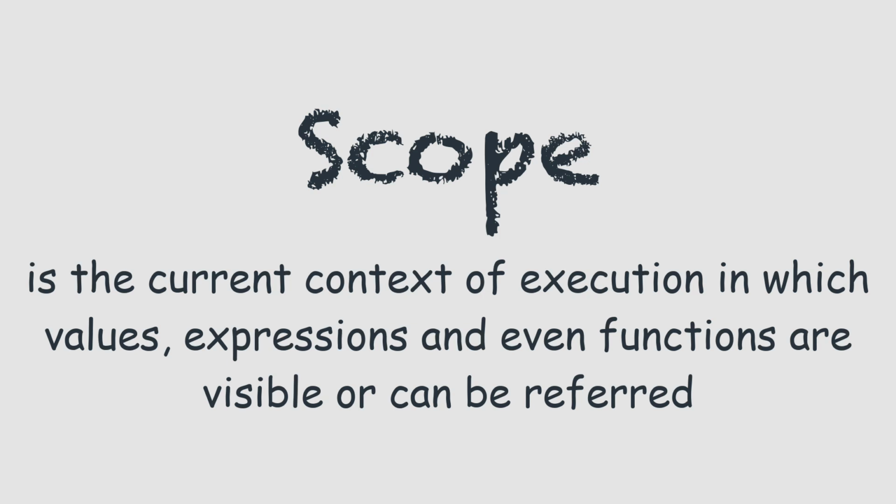Scope is the current context of execution in which values, expressions, and even functions are visible or can be referenced. There are different kinds of scope in JavaScript. Let's start to take a look at some of them.